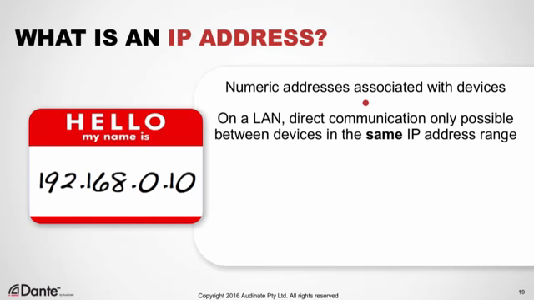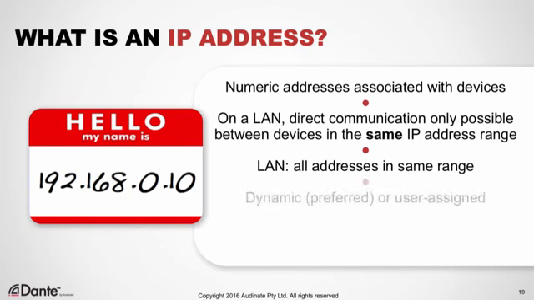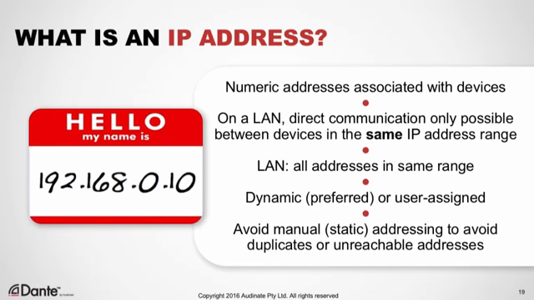So, in a LAN, or standalone network, all IP addresses must be in the same range, and so we need to have a method that ensures that they are. IP addresses can be manually assigned, but this is usually done automatically. They can be dynamic. And speaking of assigning them manually, we generally recommend that you avoid manual, static IP addresses. They are rarely required and often result in problems due to human error, resulting in difficult-to-solve problems, such as duplicate IP addresses or unreachable devices that are out of the defined network range.